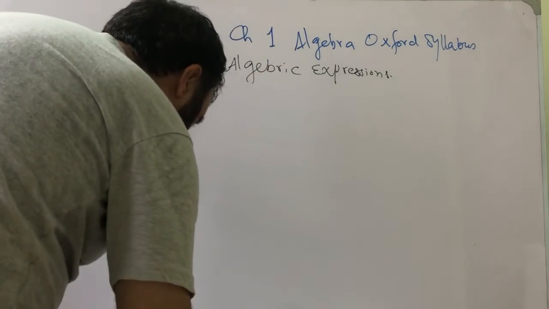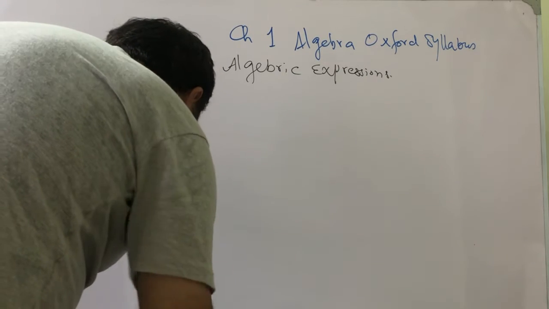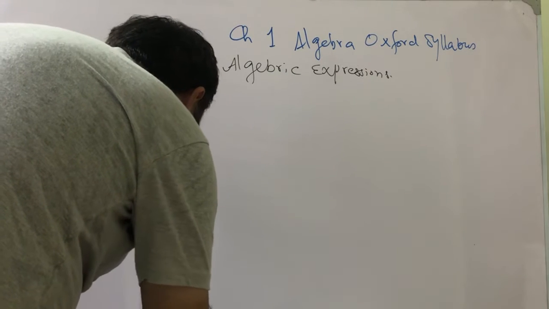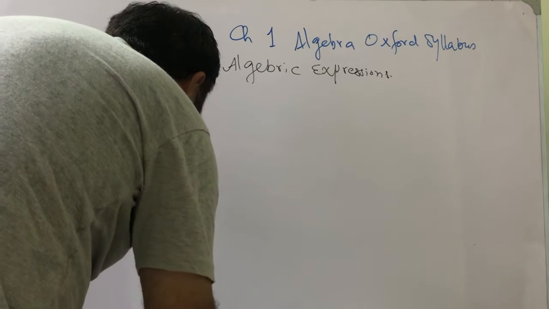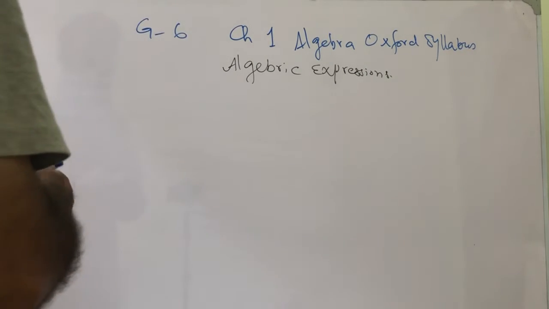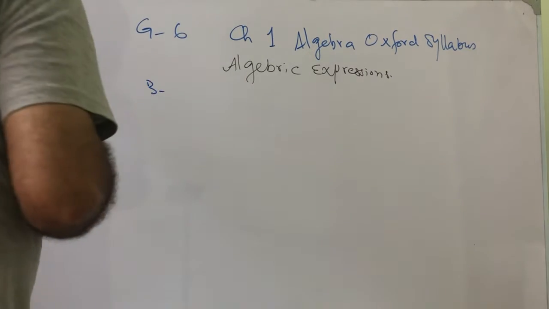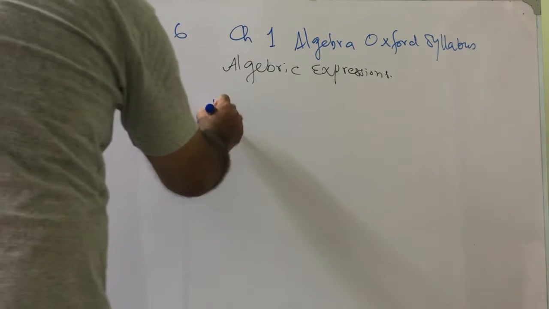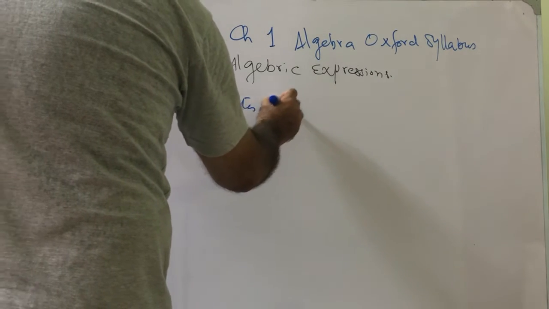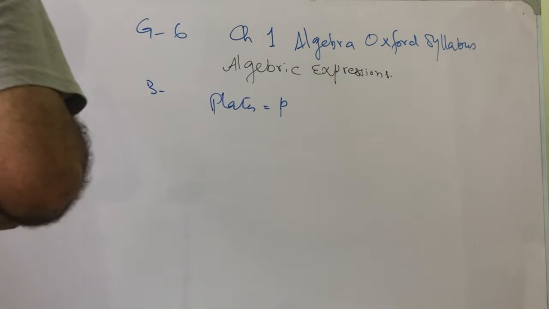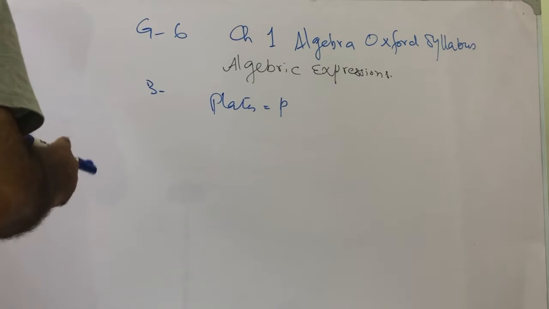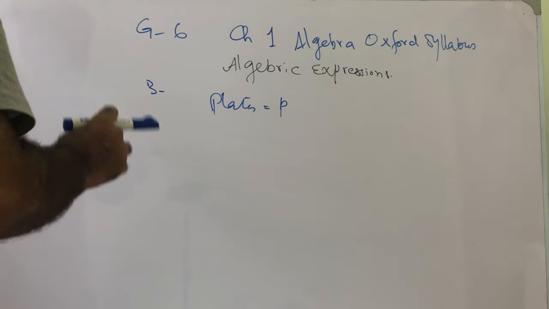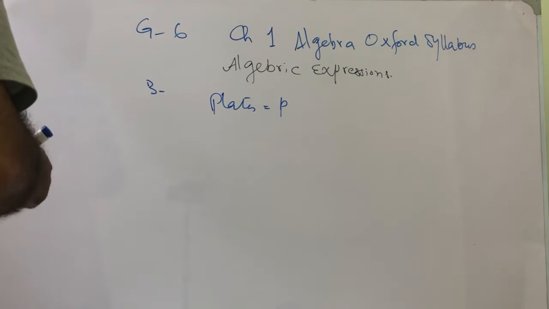This is very simple. Just you need to watch the videos and you will inshallah feel easy to solve these questions. Number 3 says there are P plates. Plates are given how many? P. And there are P plates and twice as many bowls as plates.